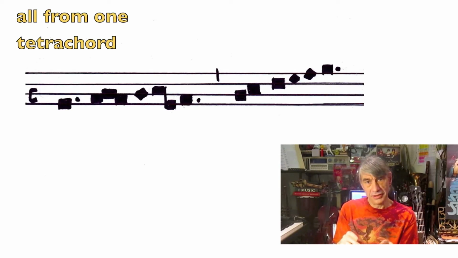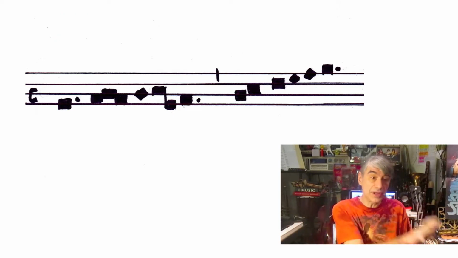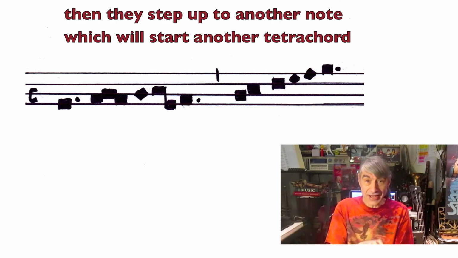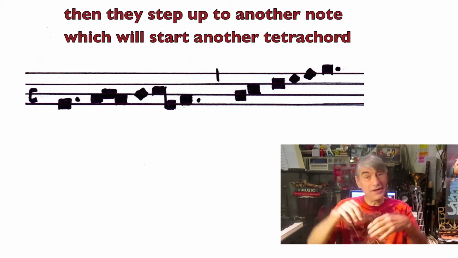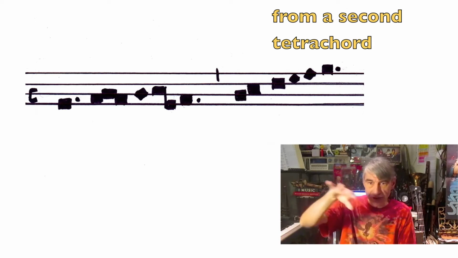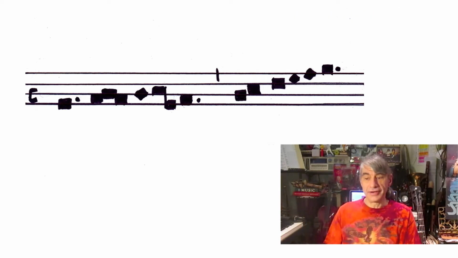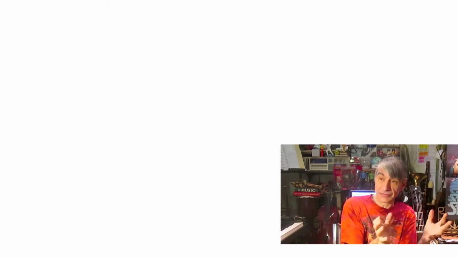And if they needed to go higher or lower, they would take another one of these tetrachords and step up, and from there you have another set of four notes that you could fit together and make some kind of melody with. And then when they're coming down the other way, they sometimes would change it.